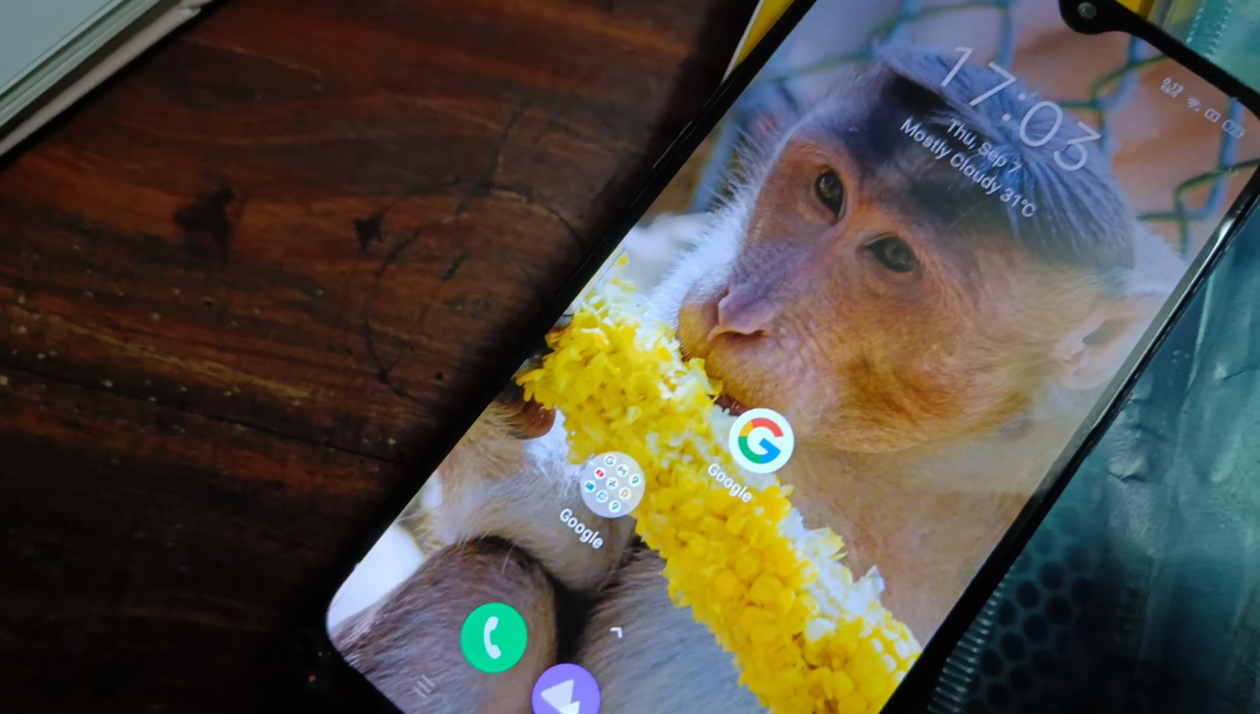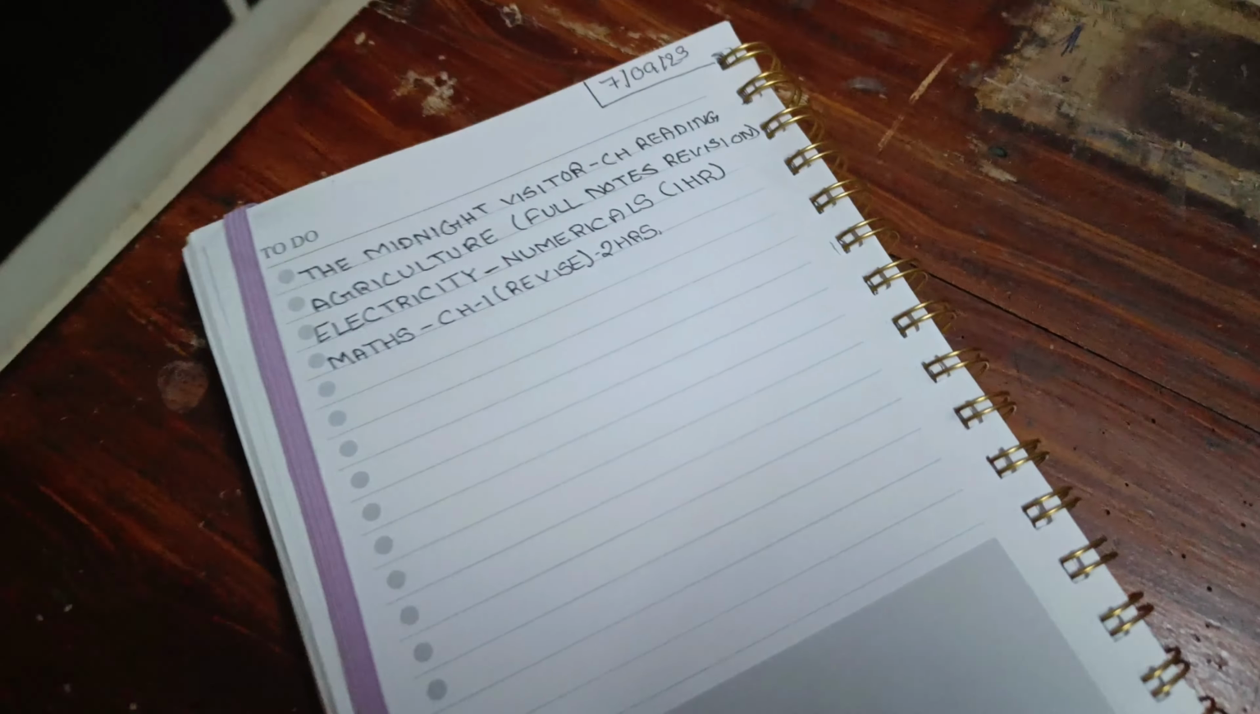Hi everyone, it is 7th September today and it is currently 5:03 and this is my to-do list for today.